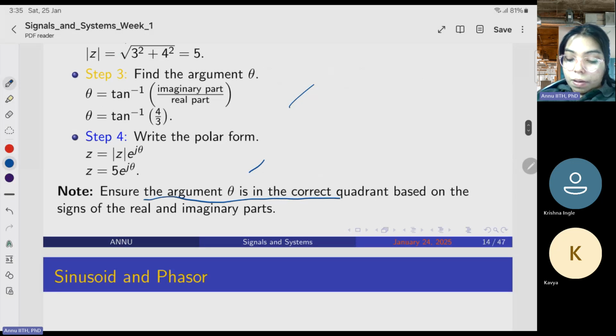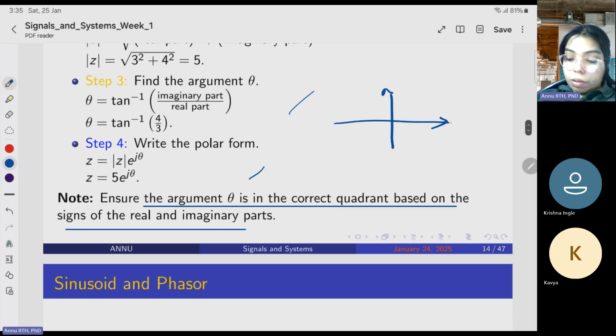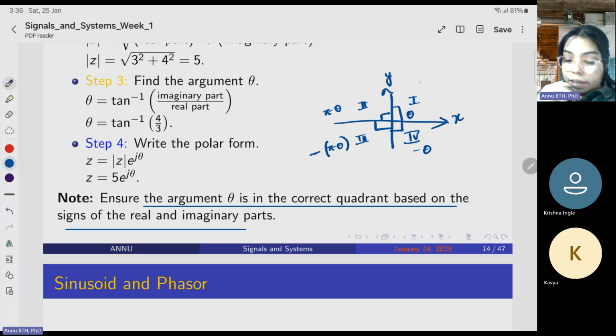Ensure the argument is in the correct quadrant based on the signs of the real and imaginary parts. So, what does this mean? Quadrant means, okay, so both are positive: first quadrant, second quadrant, third quadrant, fourth quadrant. If it comes here, then it is pi minus theta. If this comes, it is minus pi plus theta. And if this comes, then it is minus theta, or if this comes, it is theta. I hope you must know about this. Even if you don't know, this is the case.